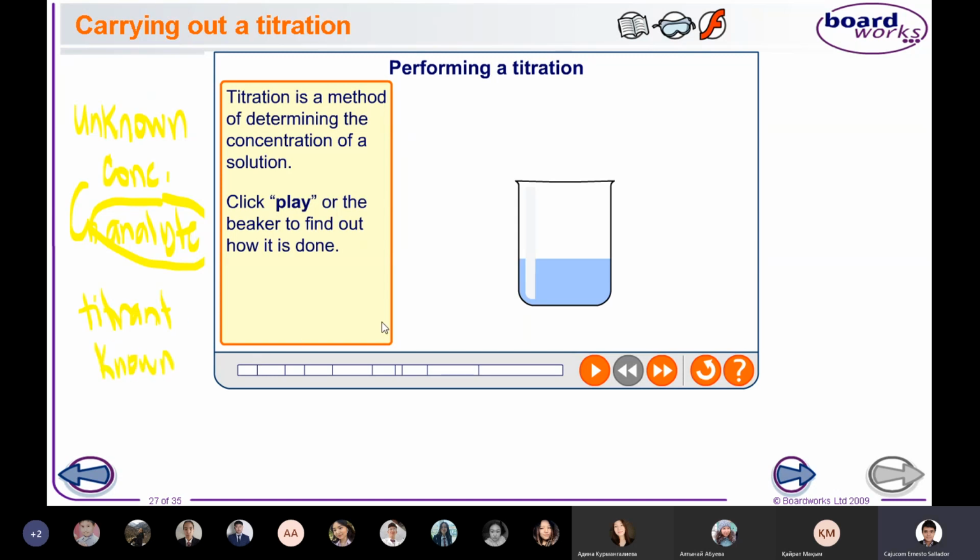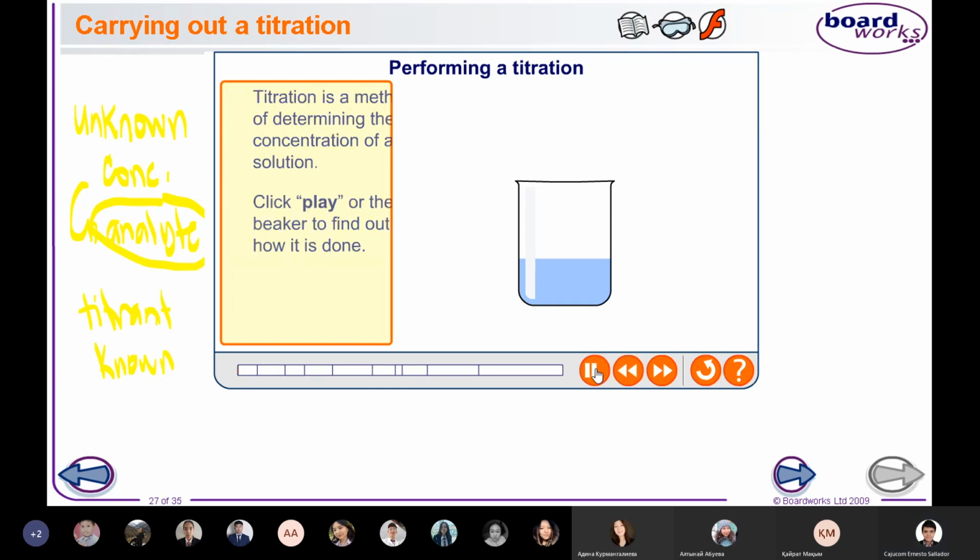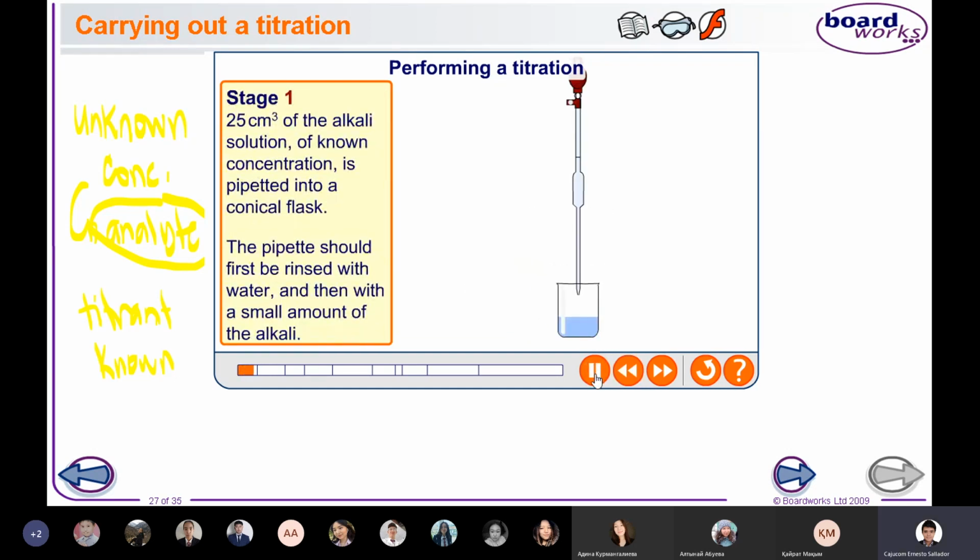All right, so let's begin. Everybody, kindly look at this. So what will happen first? Let's say, I will pause it for a while. For example, 25 cm cube of the alkali solution of known concentration is pipetted in the conical flask. In this case, we know the concentration of it. Again, what is the volume? 25 ml. So let's do this. I will click here so that we can get the 25 ml.